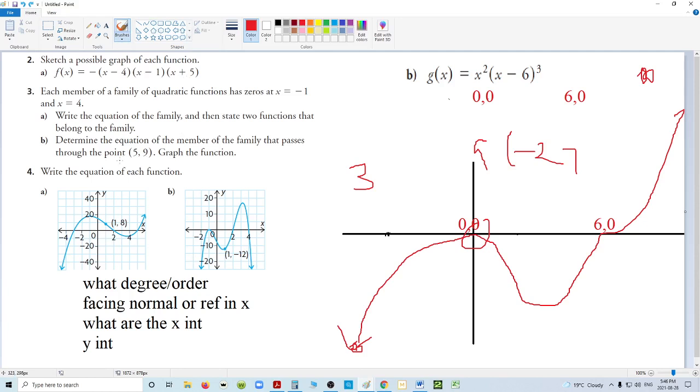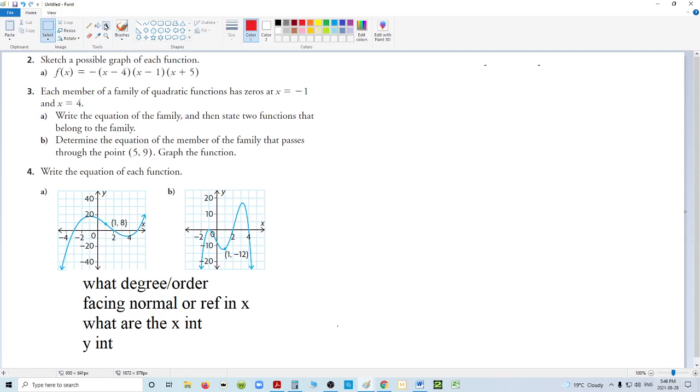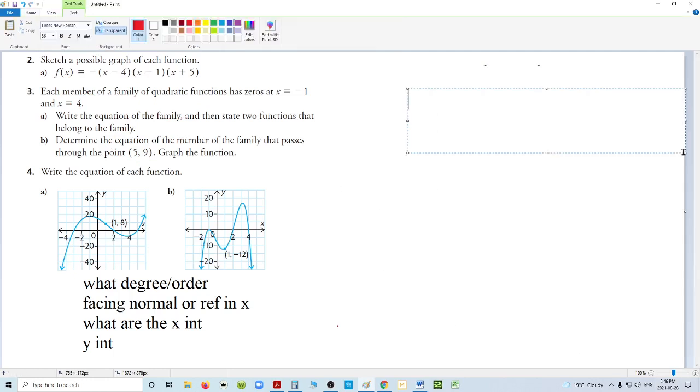When we're over here, they want you, each member of the family of quadratics has zeros here and here. Write the equation of the family, determine this. Well, slight waste of time, except for the last one. So you can do all sorts of families.